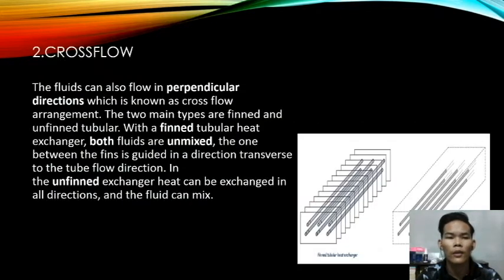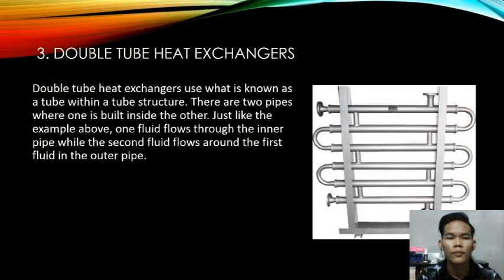Next, cross flow. The fluid can also flow in a perpendicular direction, which is known as cross flow arrangement. The two main types are finned and unfinned tubular. With a finned tubular heat exchanger, both fluids are unmixed. The one between the fins is straight in a direction transverse to the tube flow direction. In the unfinned exchanger, heat can be exchanged in all directions, and the fluid can mix.